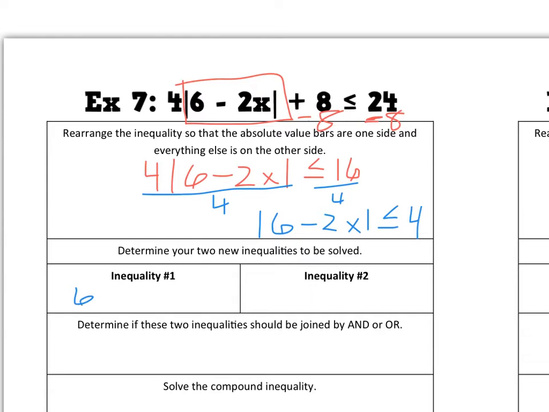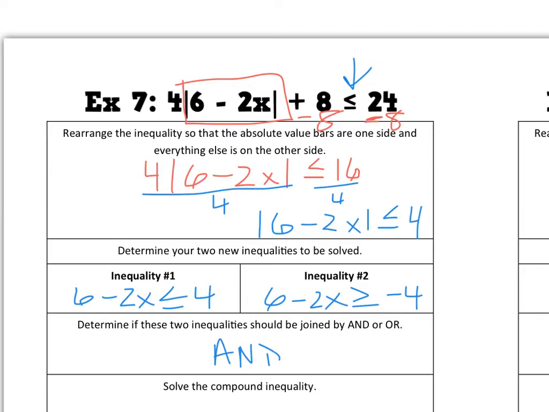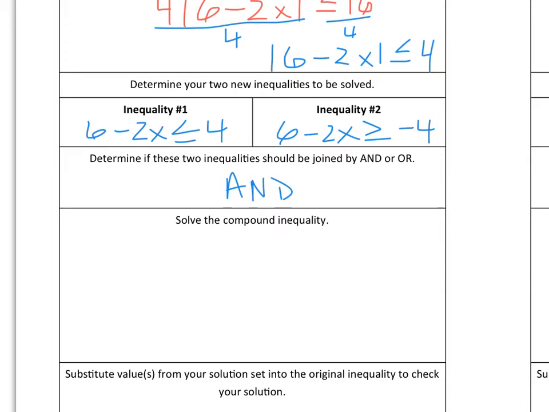So first inequality is just drop the absolute value bars. Second inequality, keep what's on the left, flip your inequality, and change your sign. Since I started with a less than, this is going to be an and compound inequality. Now I need to solve both of these. So 6 minus 2x is less than or equal to 4. And 6 minus 2x is greater than or equal to negative 4.